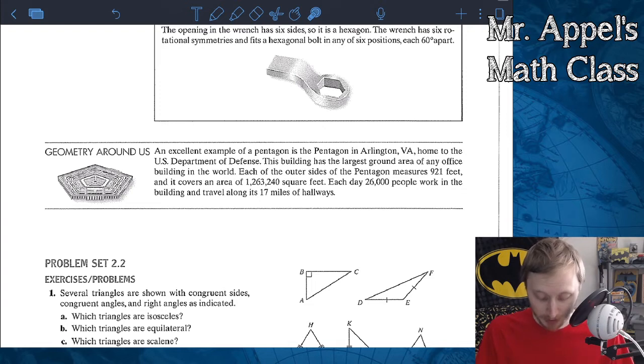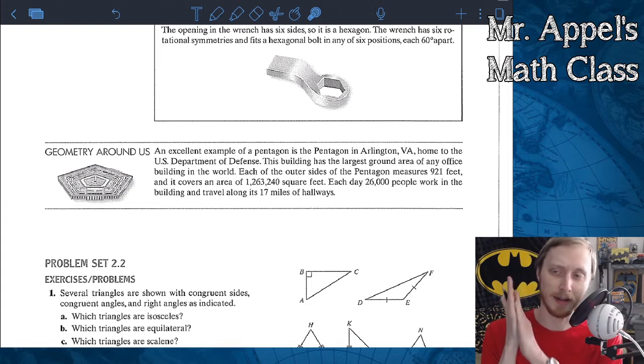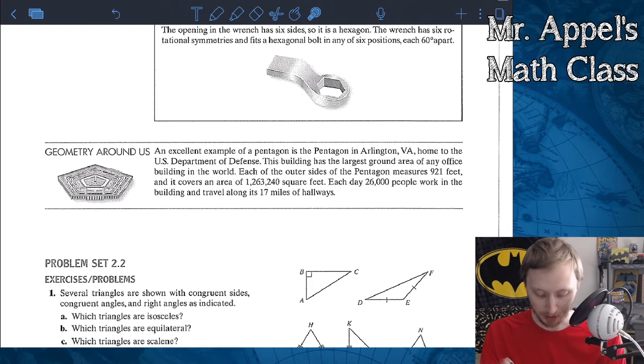All right, there you go. Polygons and circles and symmetry all coming at you in this section. What a wonderful piece of geometry. I hope that helped. Enjoy the rest of your day.